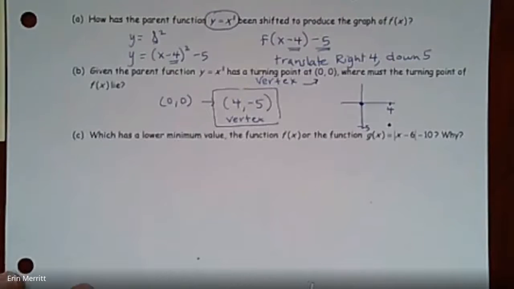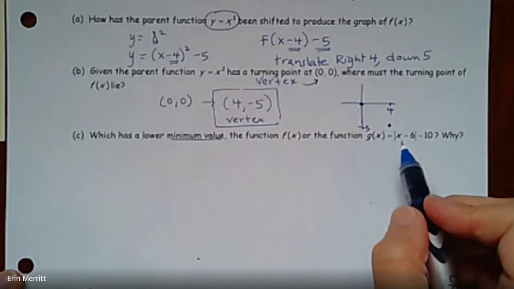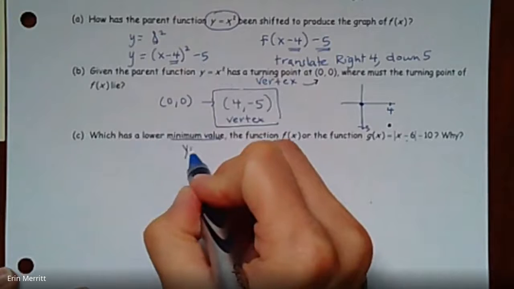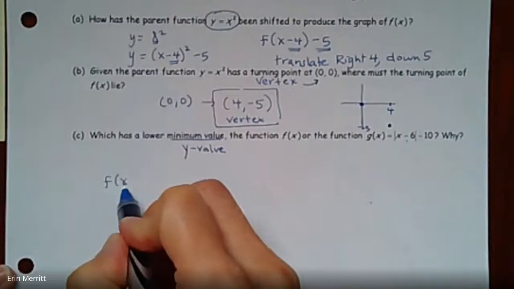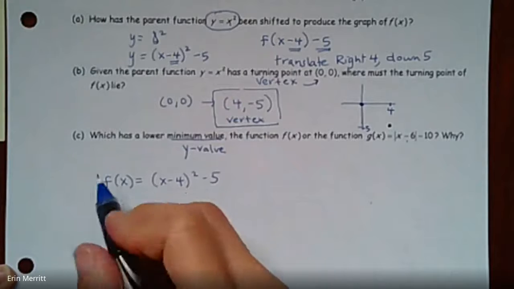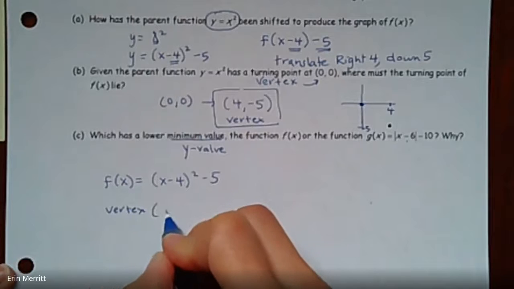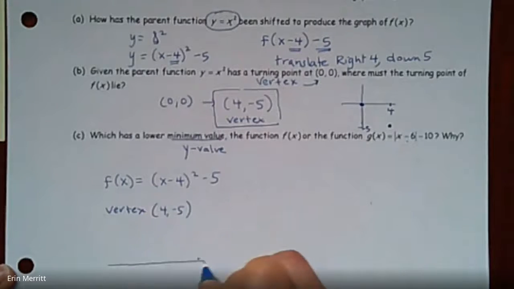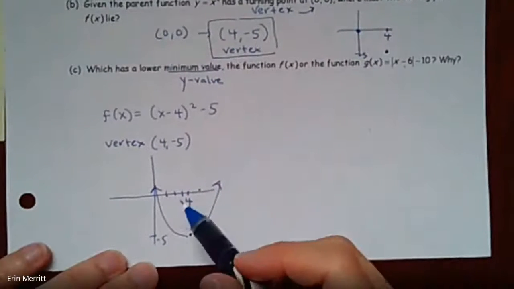All right, last part. Which has a lower minimum value, the function f of x or the function g of x? Well, minimum value is referencing the y value. So which is the one that goes the lowest? The f of x from up above was this (x minus 4) squared minus 5. We already figured out that it's a parabola, and the vertex is at the point 4, -5. So if I think of it graphically, it'd be over here, something like this. Without a calculator, you can kind of get a visual on what's happening.